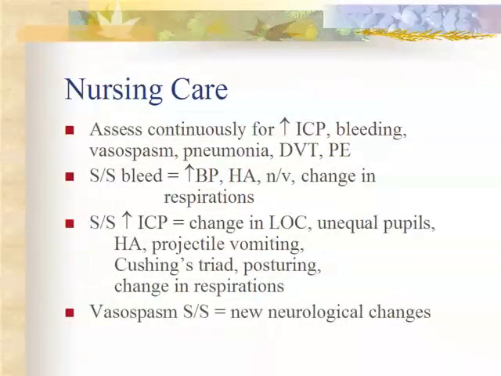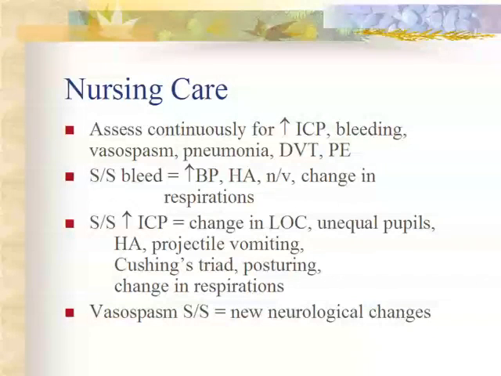Nursing care. You need to assess them continuously for an increase in intracranial pressure, for bleeding, vasospasm, pneumonia, deep vein thrombosis, or pulmonary embolism. Symptoms of a bleed: hypertension, headache, nausea, vomiting, change in respirations. Symptoms of increased intracranial pressure: change in level of consciousness, unequal pupils, headache, projectile vomiting, Cushing's triad, again late symptom, not good, posturing, and a change in respirations.